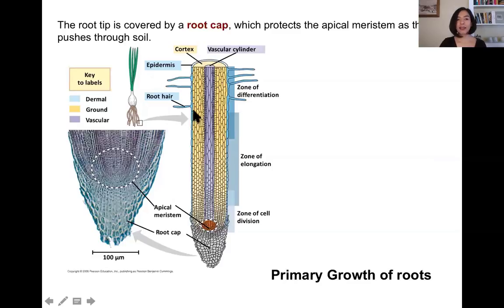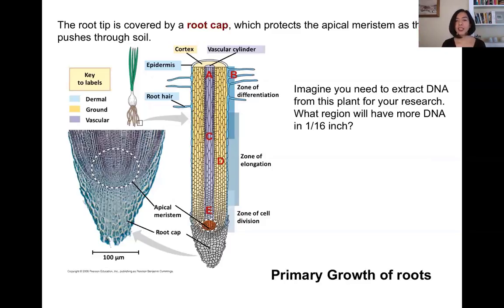Look at the root hairs. Hopefully you remember that at the beginning of this class, I showed a picture of an emerging root developing tons of root hairs, and I told you that those are epidermal cells. That means each hair is one cell that really elongates. Imagine you need to extract DNA from this onion plant for your research, because hopefully by now you have been accepted into a lab so you can gain some research experience.